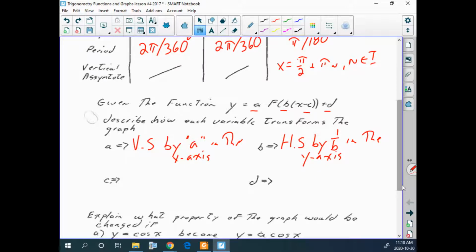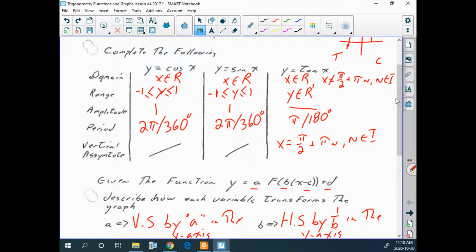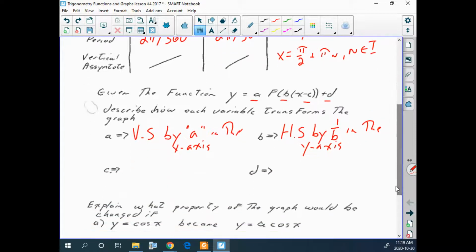So of these things here, by changing the B value, which one of them is it going to change? Amplitude, range, domain, or period? I'm stretching it this way. The thing that's going to be affected is the period of the function. So changing B affects the period of the function. Because the domain is all real values, it does not affect the domain.